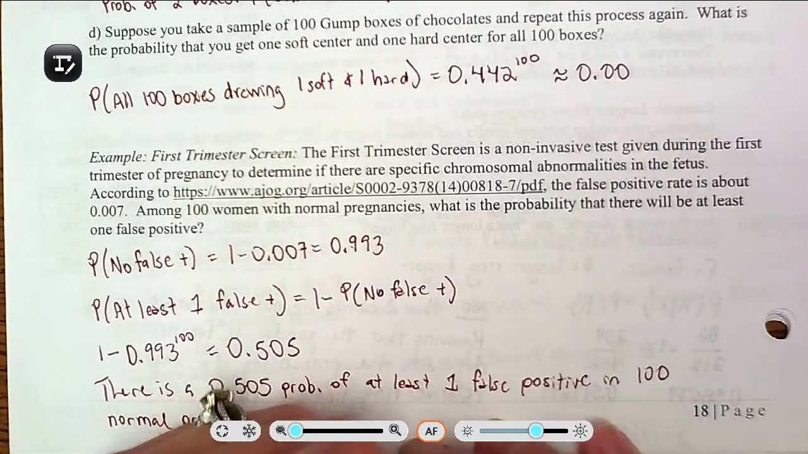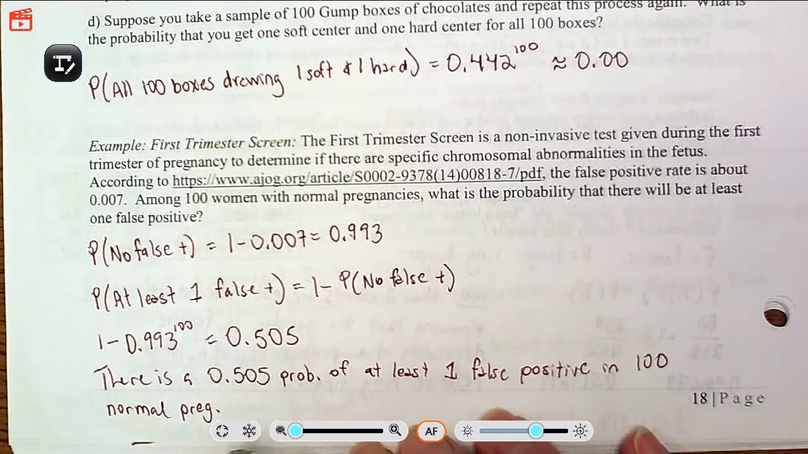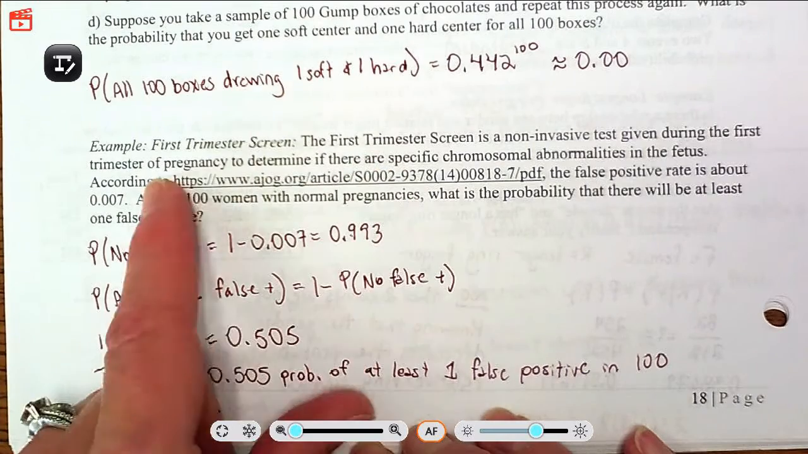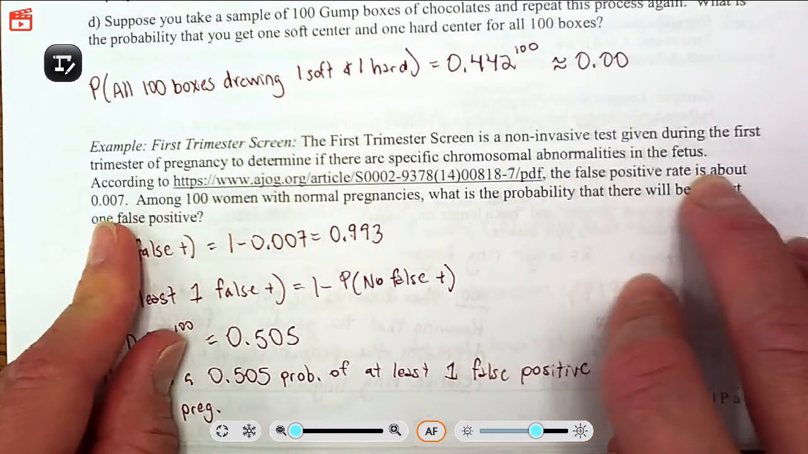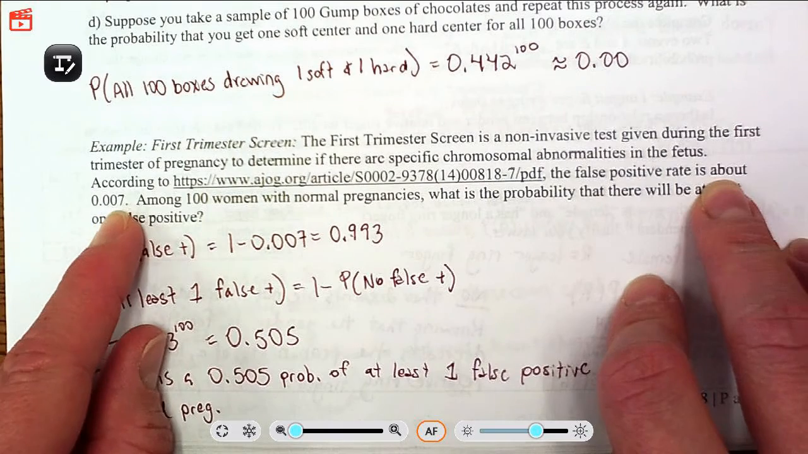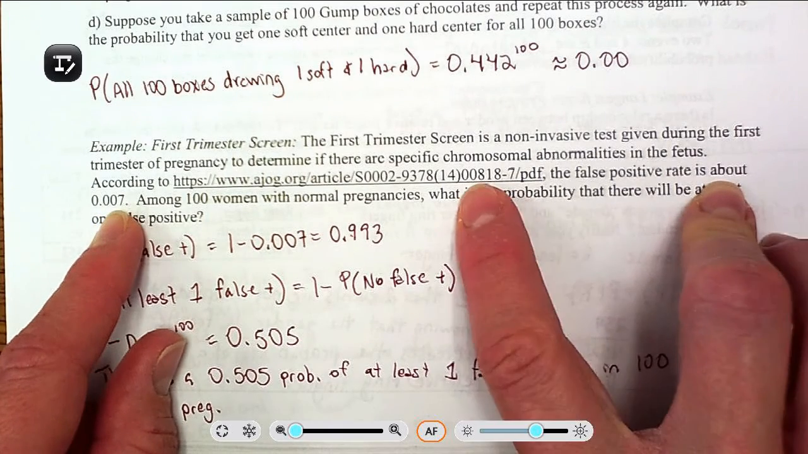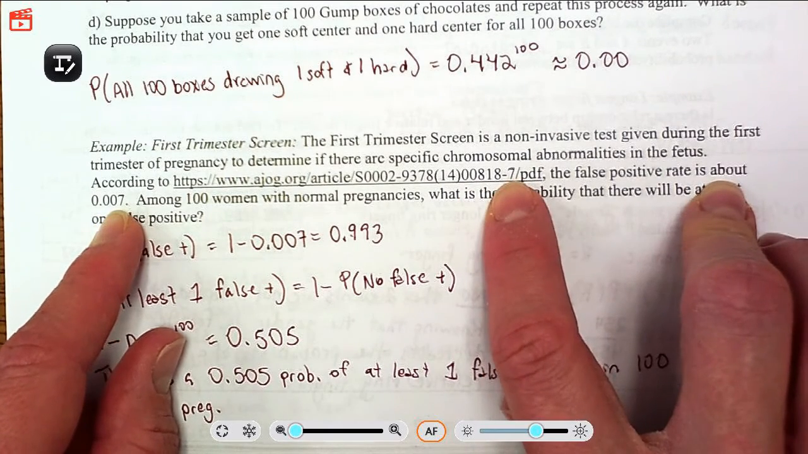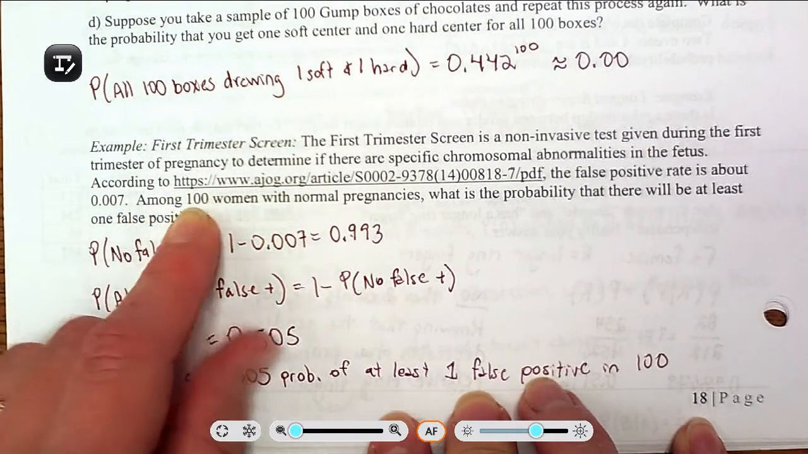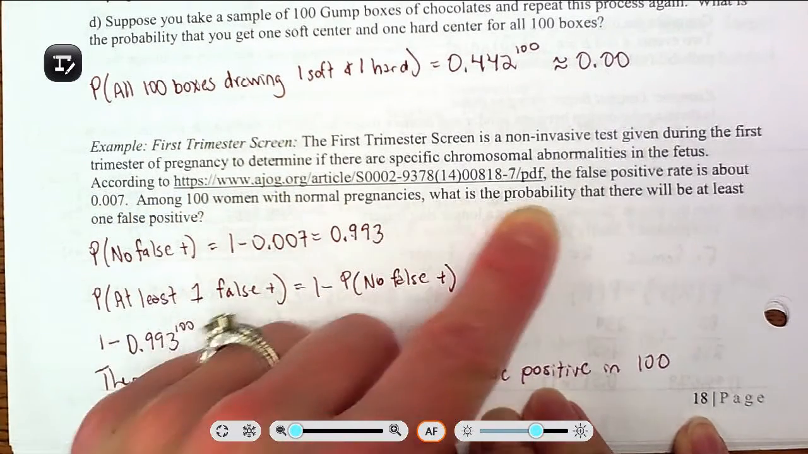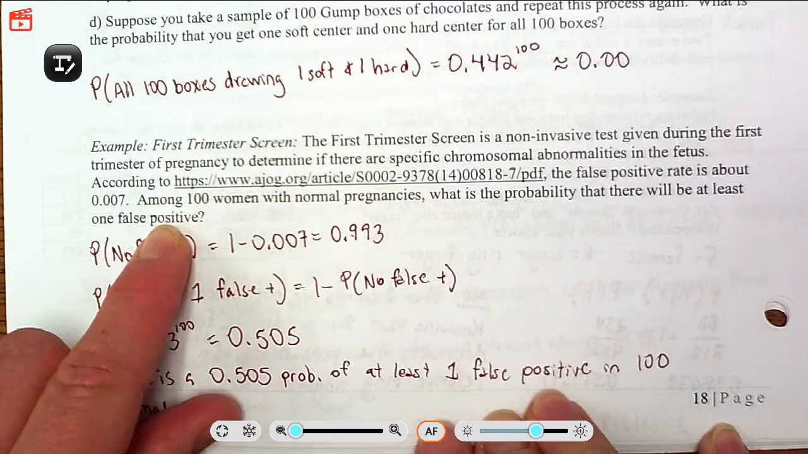The first trimester screen is a non-invasive test. Okay, so let's get down to the nitty-gritty here. Now let's change the numbers around a little bit. The false positive rate is about 0.007. This is the latest first trimester screen now, the most current one. The false positive rate is 0.007. Among 100 women with normal pregnancies, what is the chance that there will be at least one false positive?